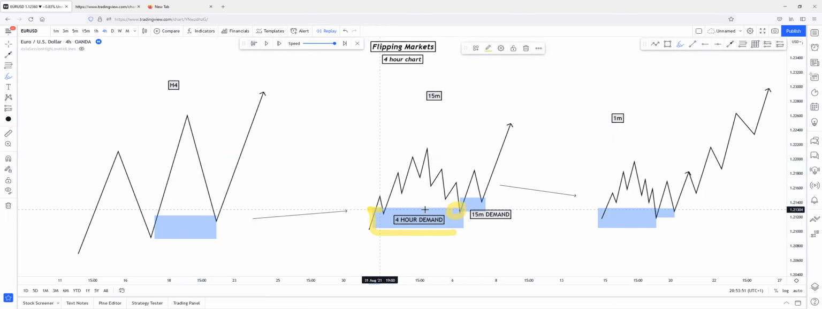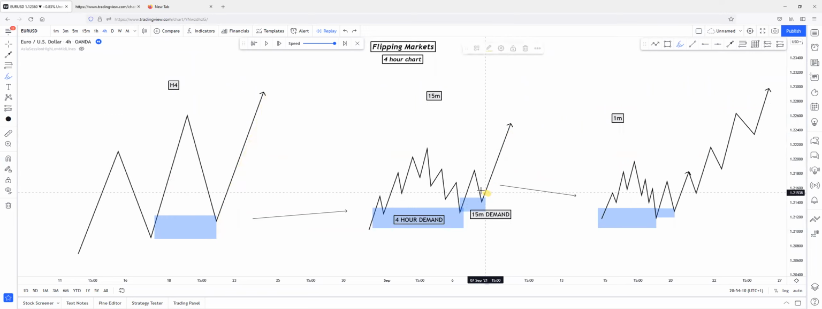So this will be the 4 hour demand zone on the 15-minute chart. Price tapped into this zone, and after it broke through the last high point, did a change of character and tapped into this 15-minute demand zone and reversed the price. And this movement will be this leg. This movement will create a new high.